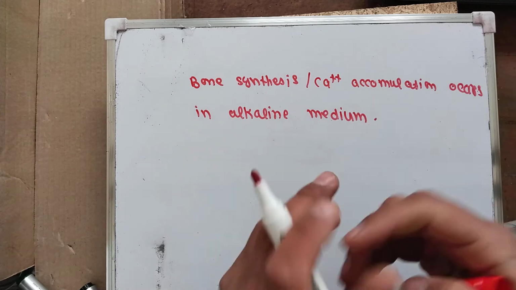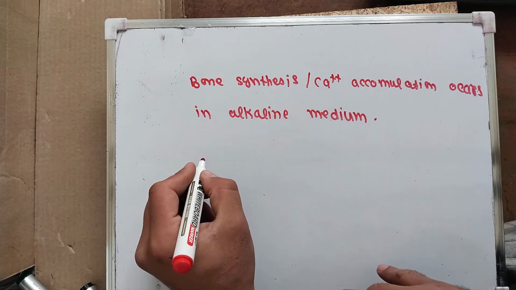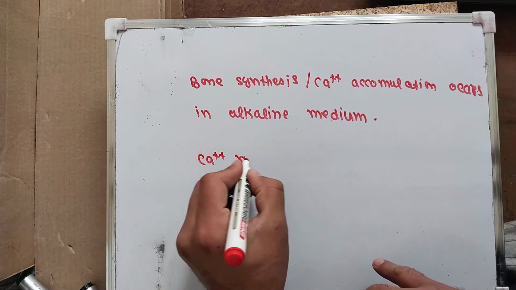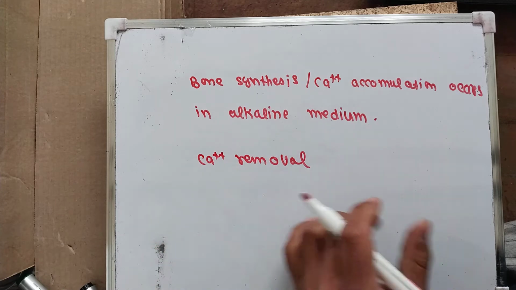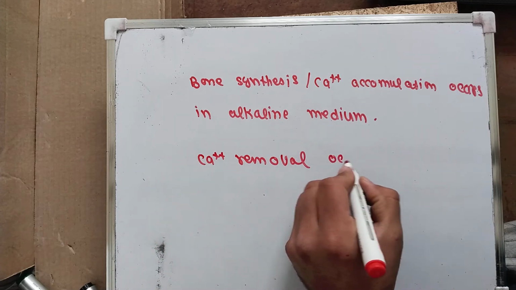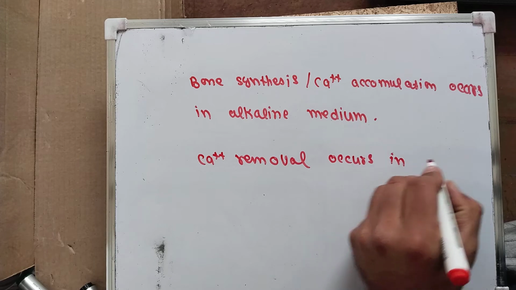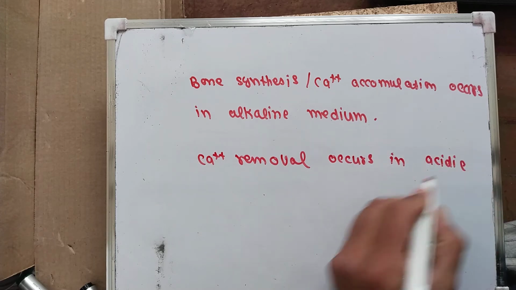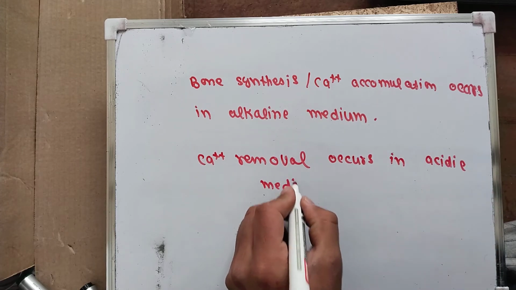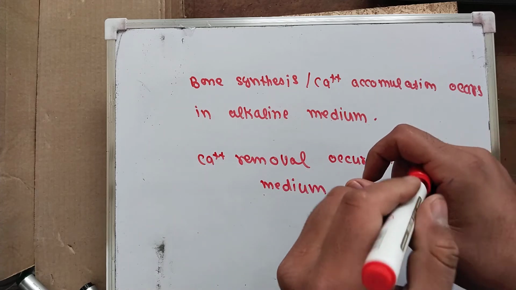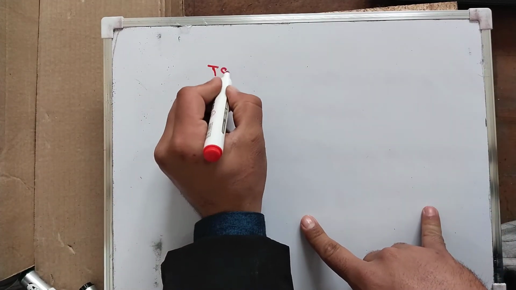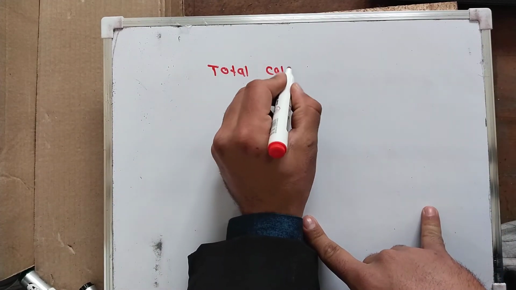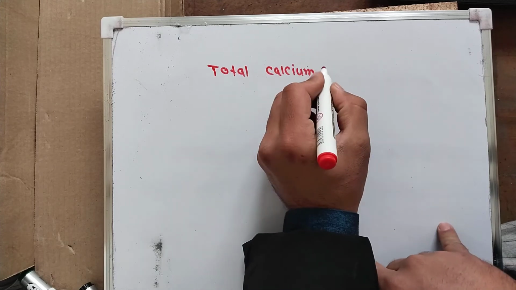Opposite to that is calcium ion removal. The general rule is that calcium removal occurs in acidic medium. So anywhere when there is acidic medium, removal of calcium will occur. Now another point, total calcium level in blood.